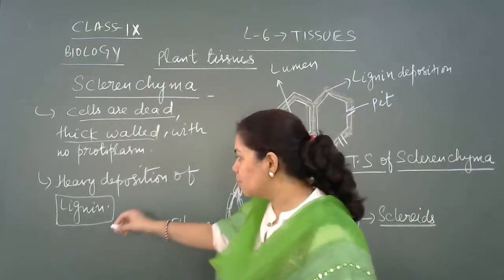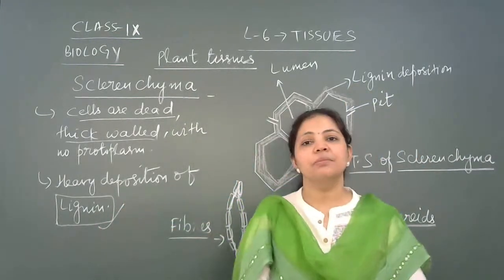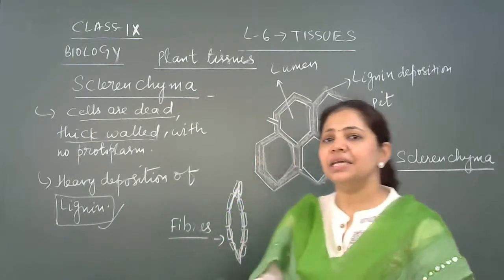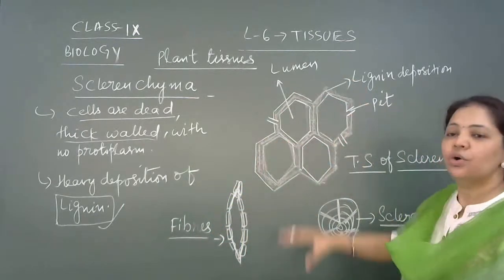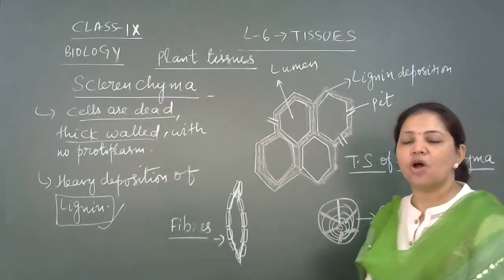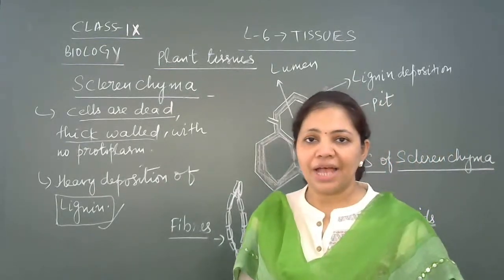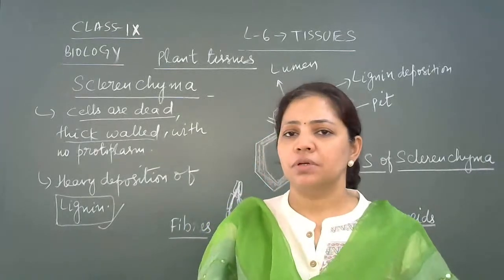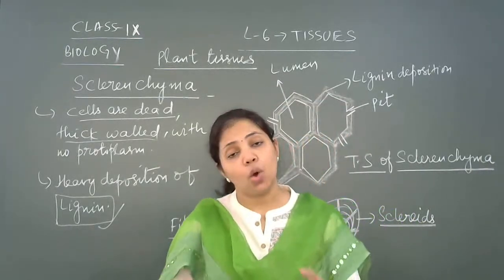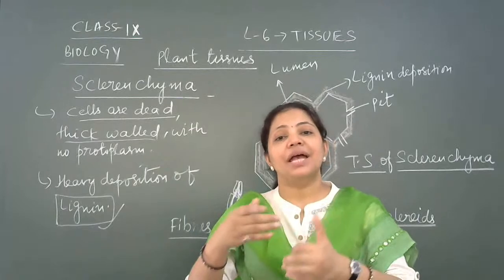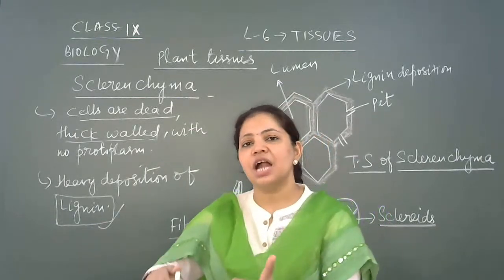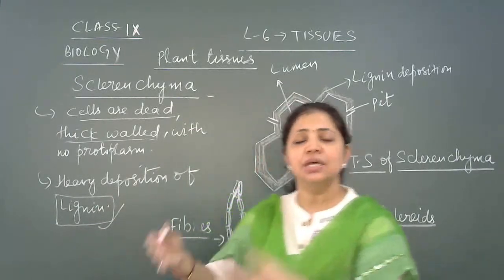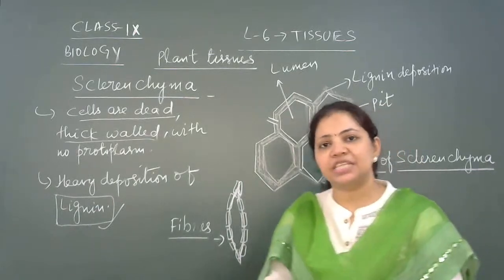You see here also the material, the substance name is lignin, and that is heavily deposited on the walls of the cells of sclerenchyma, right? Actually, in the beginning, the cells of this sclerenchyma tissue are also living, but gradually as the cells start proceeding towards maturity, the deposition of lignin takes place.